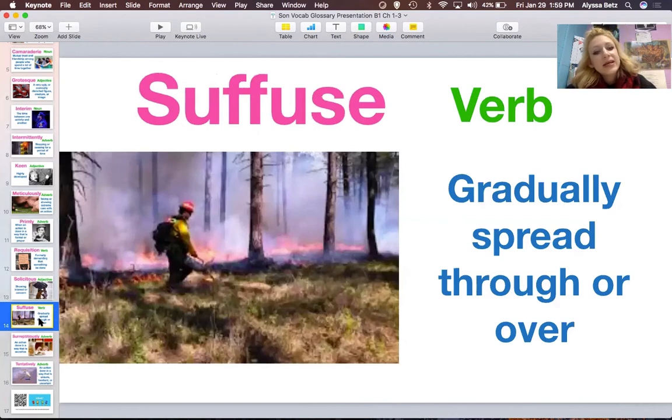Okay, next up is suffuse. This is a verb, an action word. If you suffuse something, you are gradually spreading it through or over. So for my example picture here, forest fires, the fire suffuses through the forest or over the forest floor. It's gradually spreading through. Oftentimes this is used to describe smells. So if you light a candle, maybe it takes an hour to suffuse through the room, gradually spreads through or over, throughout.